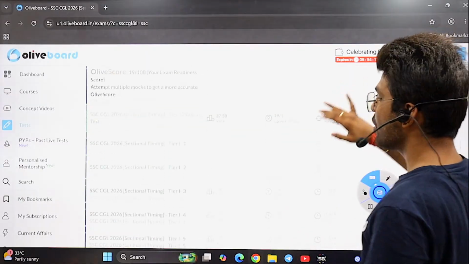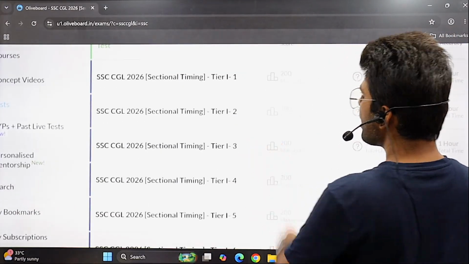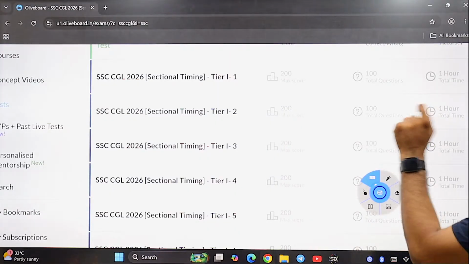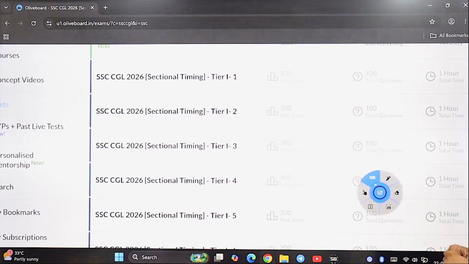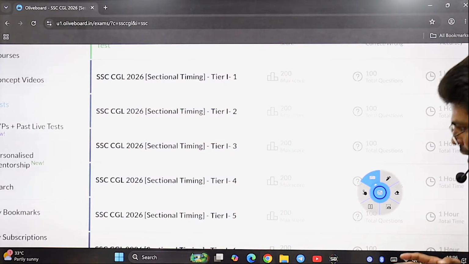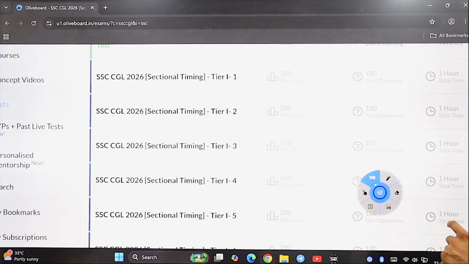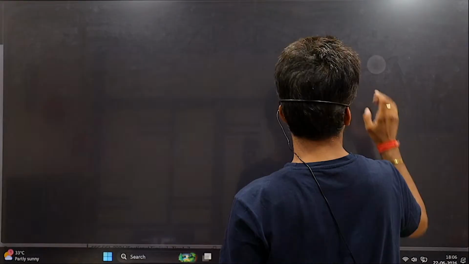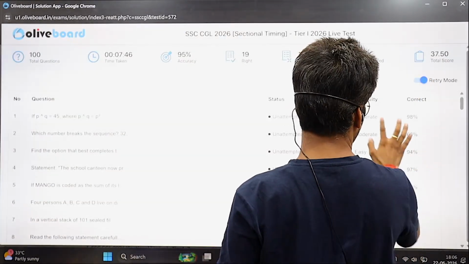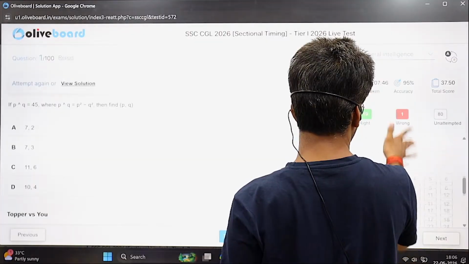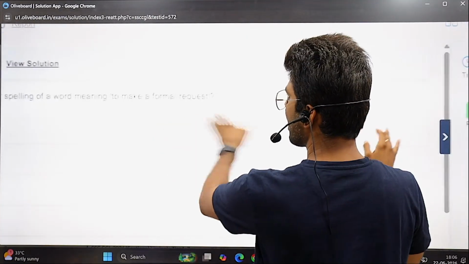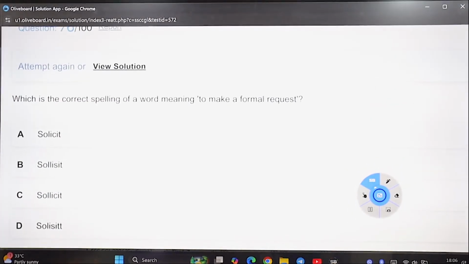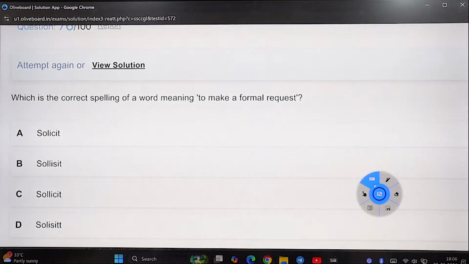And yes, even before that, let me inform you that now each and every set available at Oliveboard has that sectional timing which has been introduced by SSC. So do attempt with the timer so that you adapt yourself as per the changes, and there should be no disturbance out there in the real examination. Here we go ahead. Now, reducing brightness so that it goes clearer for you. Here we go.